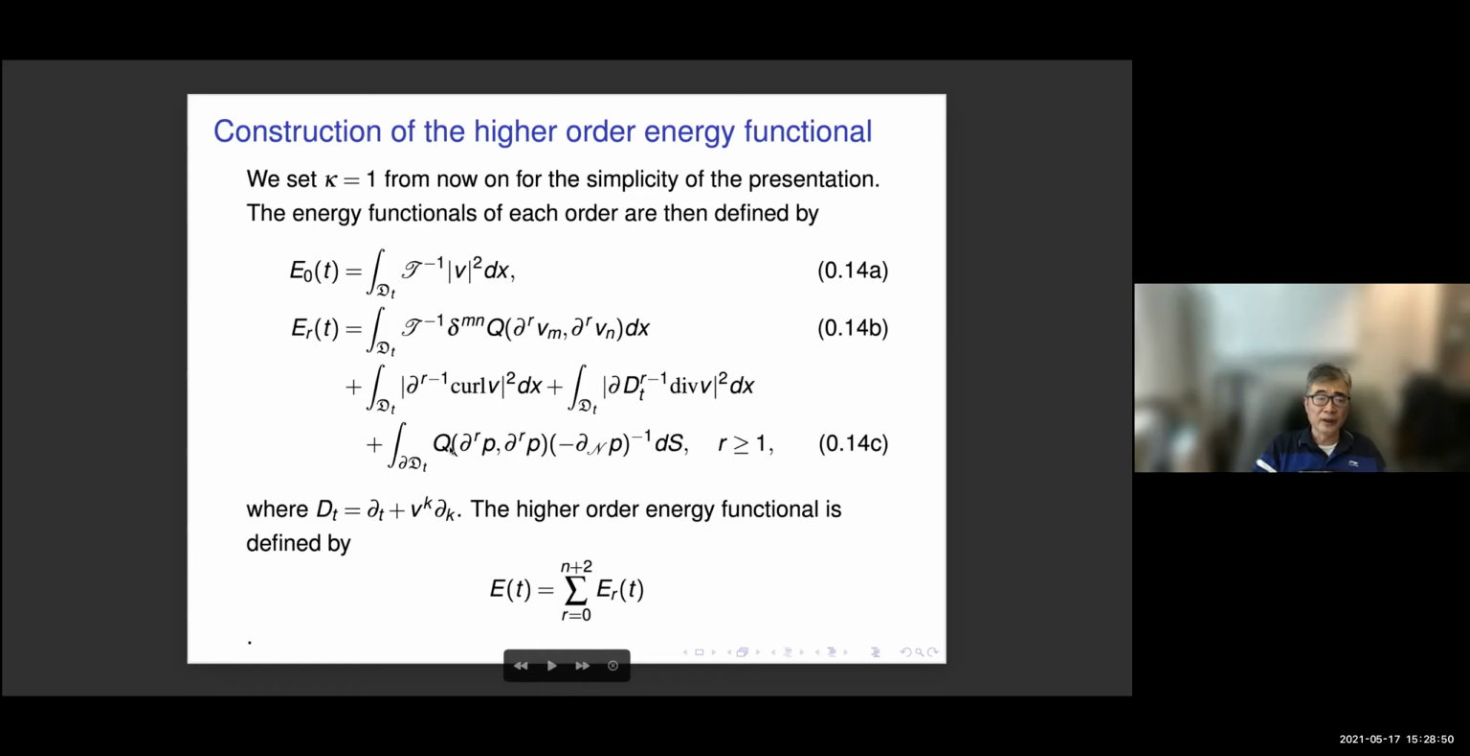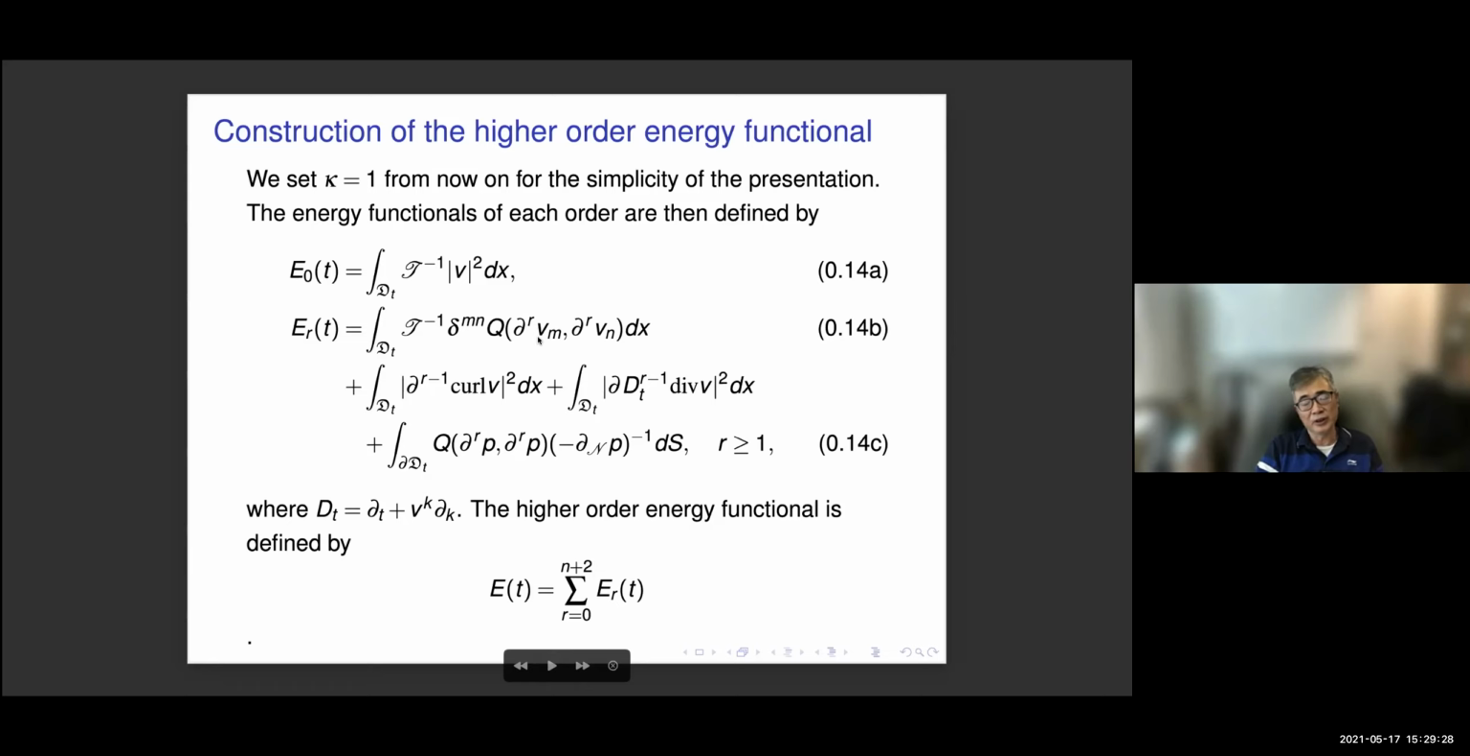Boundary integral here is like this. So the problem is that we want to estimate the evolution of this energy functional. Therefore, we take the time derivative of this energy functional, and when we take the time derivative, we use the equation with the time derivative of the velocity field. So it reduces to the space derivative. Therefore, there will be an integration by parts.